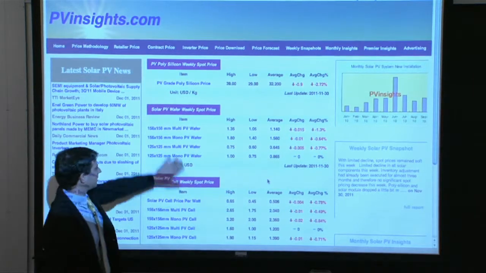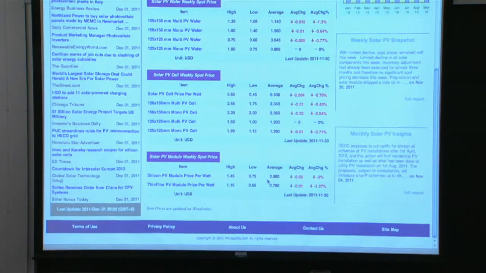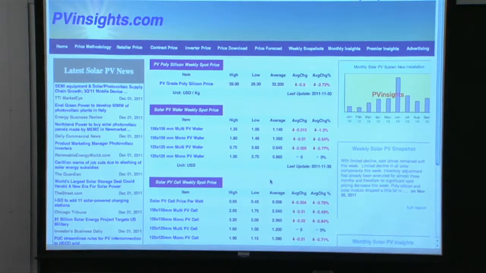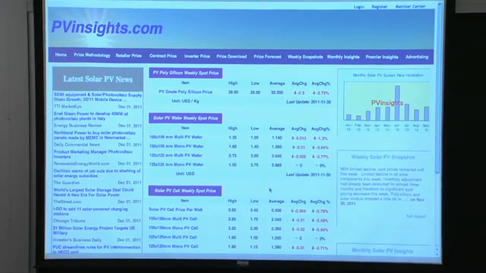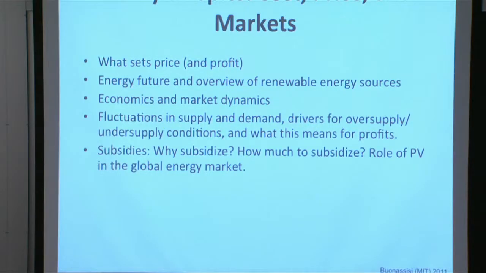So these are spot prices, and they provide a variety of information. The information for today is free. If you want historical data, you have to sign up, become a member, and pay. But there are other websites like this, various consulting groups that acquire and gather information, like PV Insights. So you have a variety of different sites to grab information, which could be useful for your class projects.